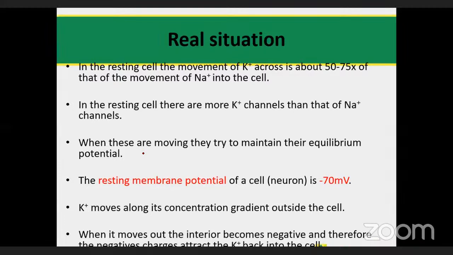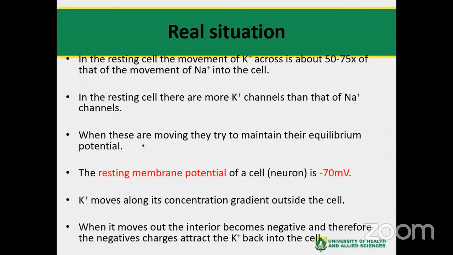So one, we're saying due to passive movement of the potassium ion across the plasma membrane. Now, when we look at point one, bullet one, we're saying that in the resting membrane, the movement of potassium across is higher, about 50 to 75 times that of the movement of sodium ion into the cell. So that means potassium moves out of the cell.